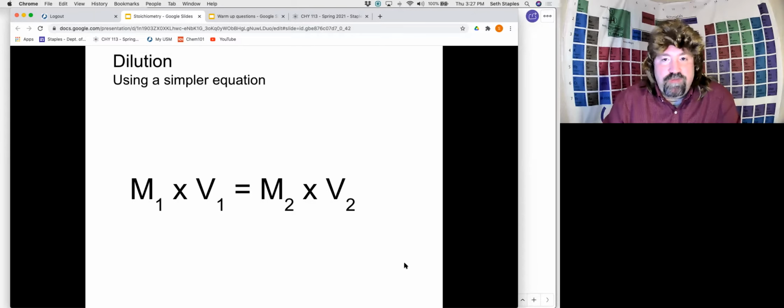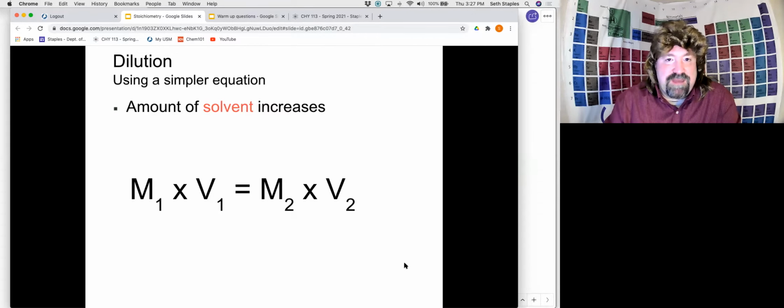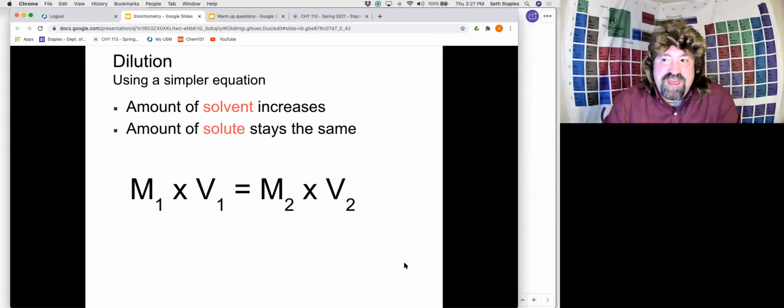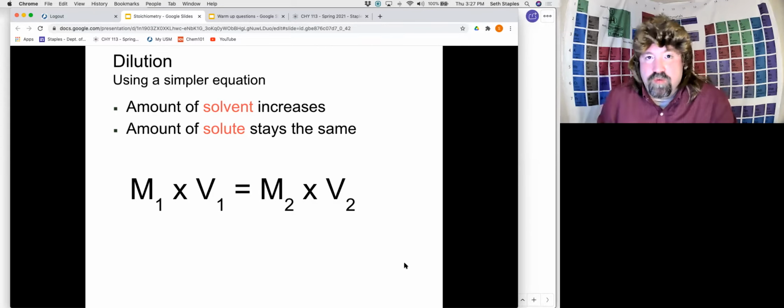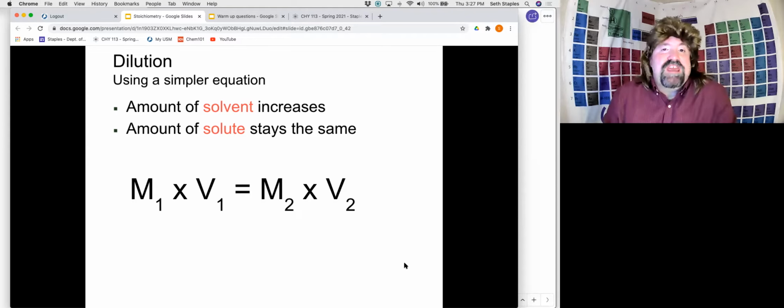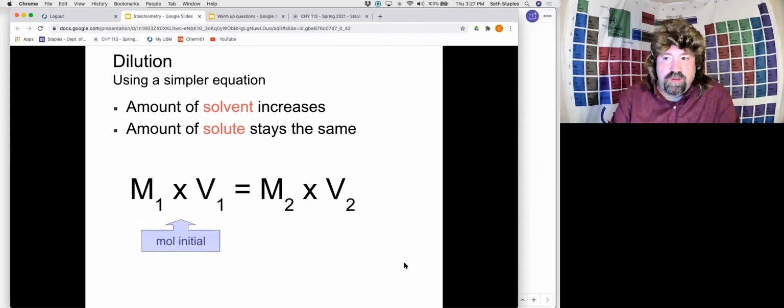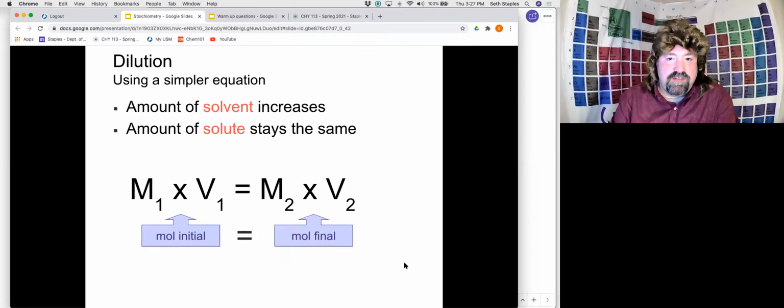M1V1 equals M2V2. And in these cases, typically the amount of solvent is going to increase because we are diluting it, but the amount of solute stays the same. And that's the key. And that's why this equation works. The amount of solute stays the same. So your number of moles of the solute remains constant. What changes is your volume. And so that means that your molarity changes. And so M1V1 equals M2V2 just works out to the initial moles that we had is going to be equal to the final number of moles that we had.